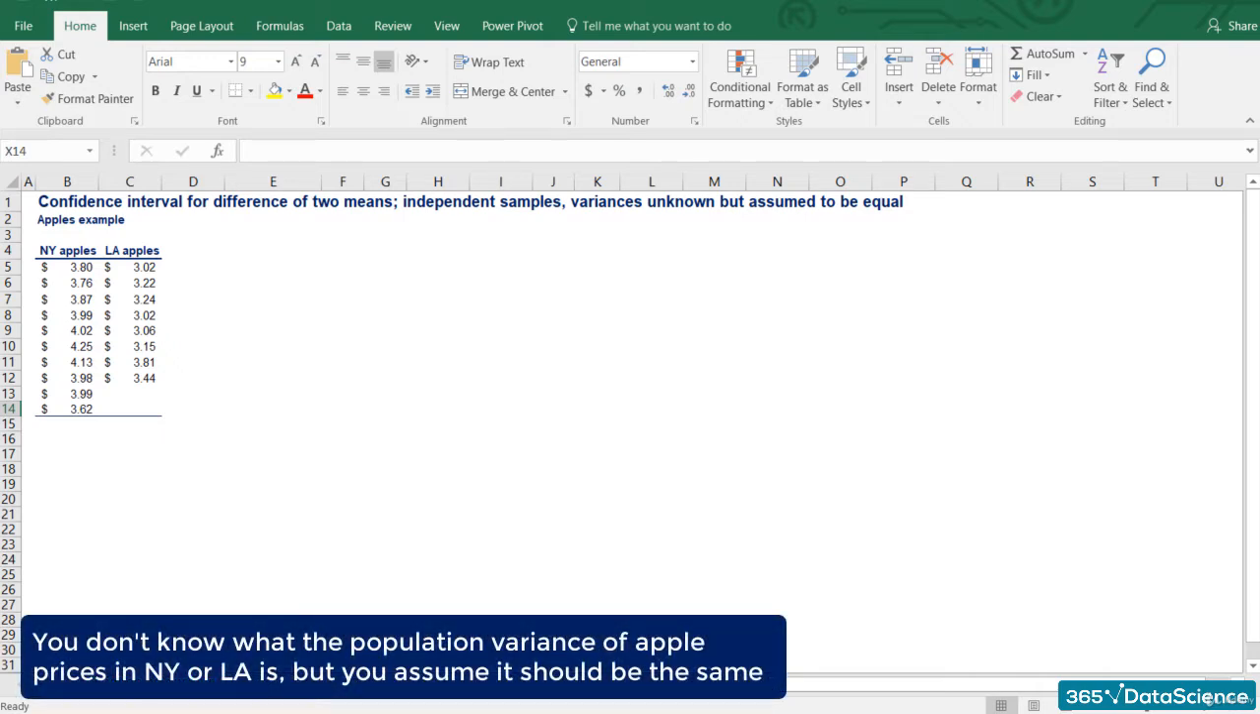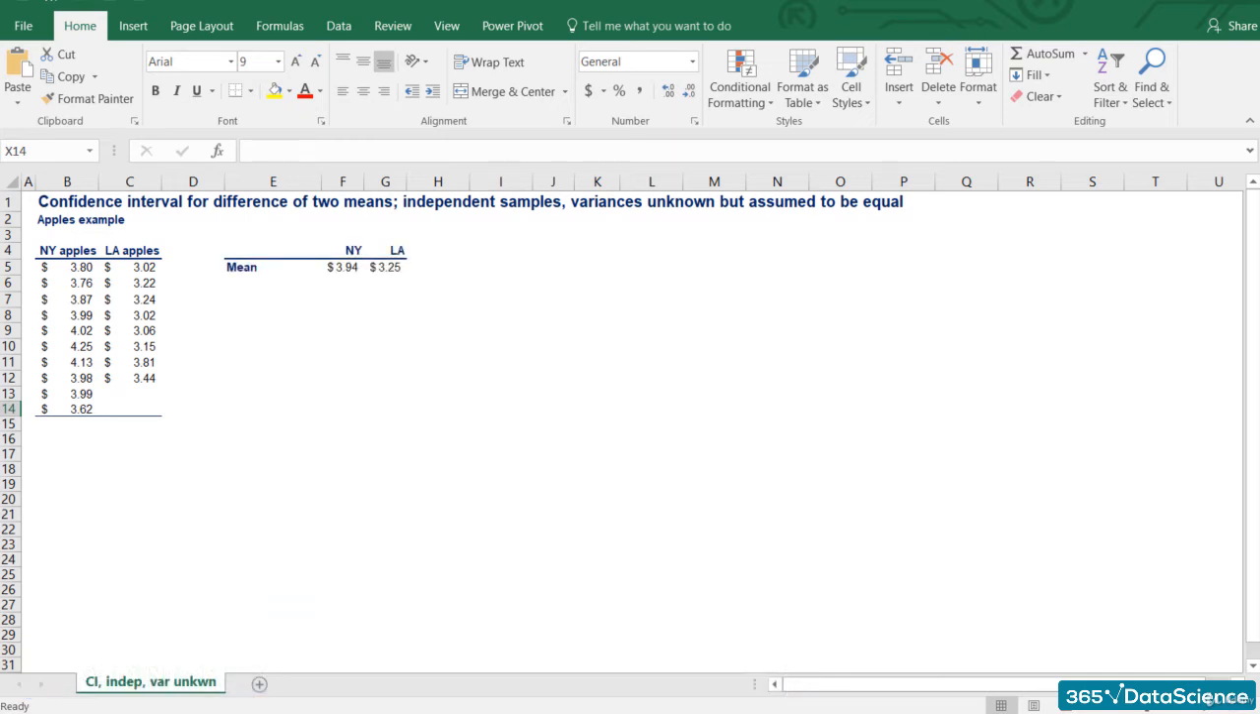You don't know what the population variance of apples in New York or LA is, but you assume it should be the same for NY and LA. So, you calculate the mean price in NY and LA and obtain $3.94 and $3.25 respectively. Moreover, their sample standard deviations are 18 cents and 27 cents.